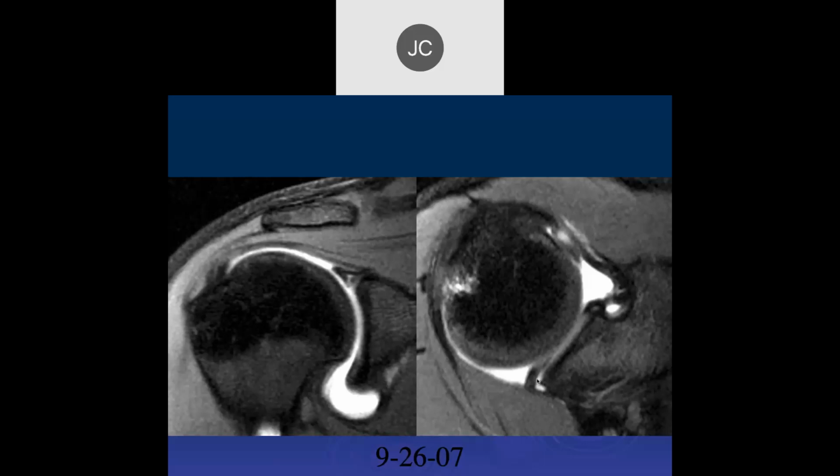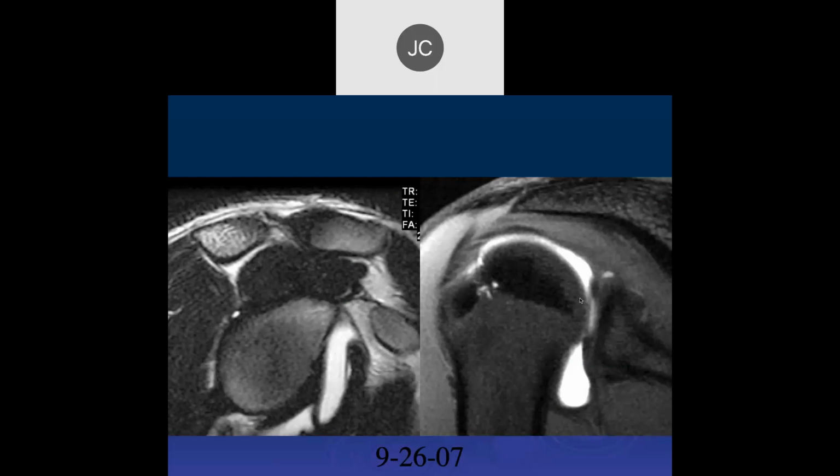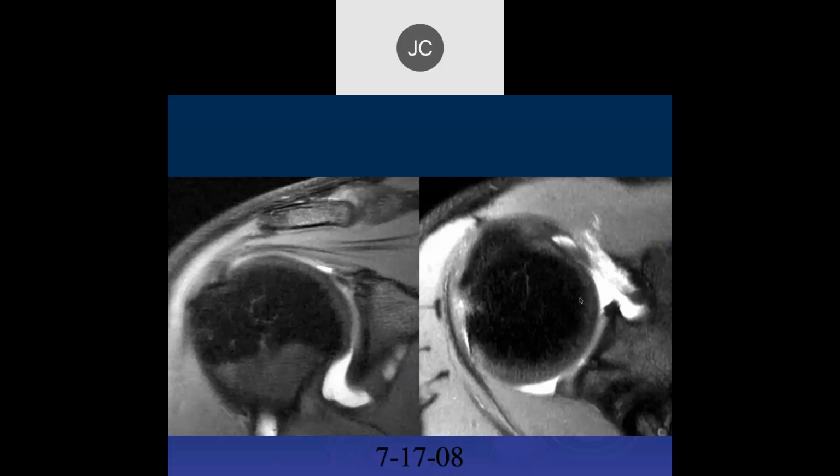And then here we can see that tear going posteriorly. Not quite sure what this is; we'd have to look to see whether that's a paralabral cyst or not. In this particular case, I believe on the other images, it proved that this went back into a tear of the anterior labrum. So this again would be a type 2C lesion, going both anterior and posterior. Kind of a classic SLAP, superior labral anterior posterior lesion. And this is on 9/26/07. Now the patient came back 10 months later, and this is what it looked like.